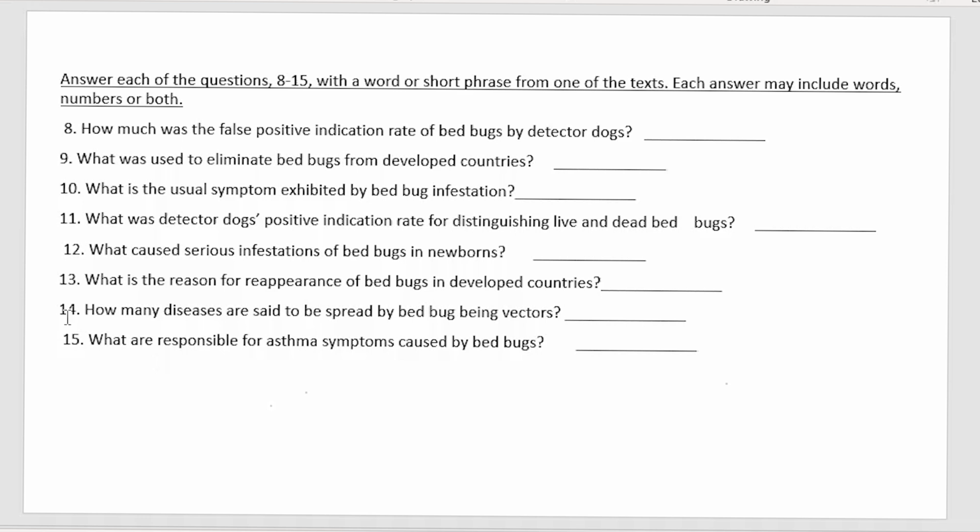Next, let's see question number 14. How many diseases are said to be spread by bedbug being vectors? So why are we making these separate text headings? These separate text headings are made so that we can go directly to that particular text when we read the questions and find out the answer from that text. Okay. Question number 15. What are responsible for asthma symptoms caused by bed bugs? Okay. Please go to the text where you can find the answer. Then write down the answers in the chat box.